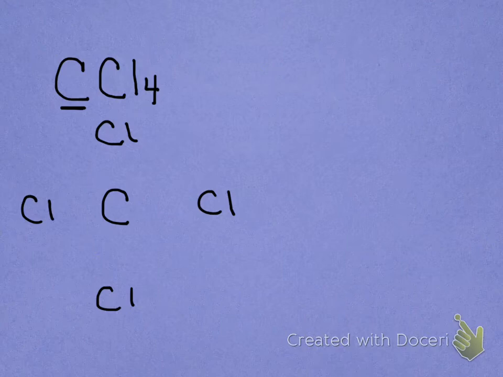Then we want to draw in the valence electrons. So we look at our periodic table. Carbon is in group 14. That tells us it has 4 valence electrons. 1, 2, 3, 4. Okay. Now we need to look at the chlorine. Chlorine is in group 17. That means it's got 7 valence electrons. So I'm going to draw 7 valence electrons around my chlorines.